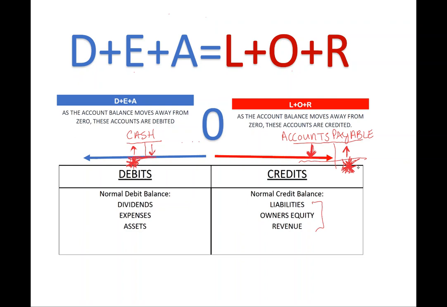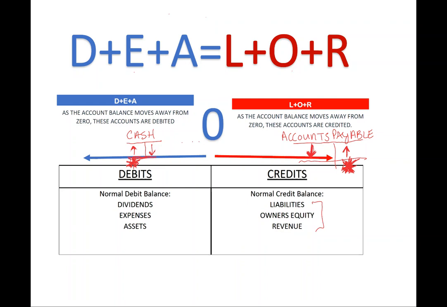Generally speaking, you're not going to pay someone more than you owe them on your purchases, on your unpaid purchases. So we would see a zero or a credit balance on the right side of this T account. Hopefully that helps. Let me know if you have any issues.